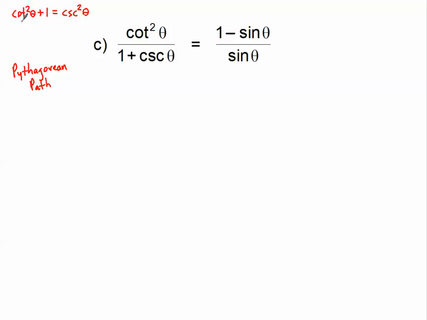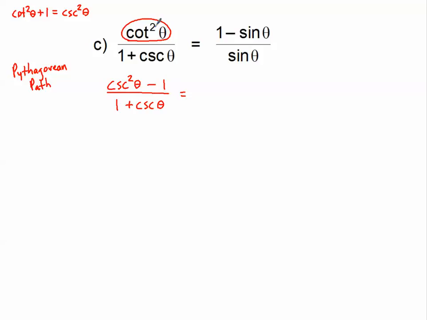So if I'm solving for cotangent squared, I'd have to subtract 1. So cosecant squared minus 1 is what that's equal to. So I'm going to change this to cosecant squared minus 1. Now you might instantly say, well, I would never have seen that, so this is not a path for me. I understand that, but see if you can.